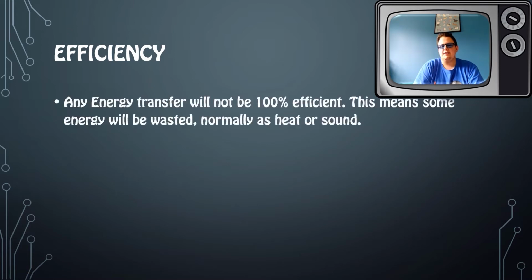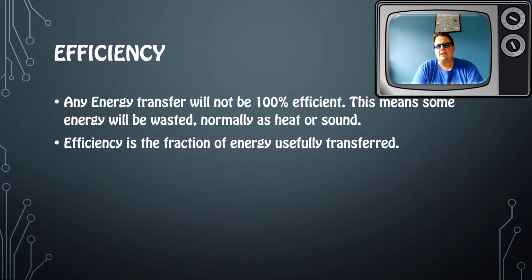Okay, so efficiency. Any energy transfer will not be 100% efficient. By this we mean that some of the energy will be wasted. Now the two normal ways energy is wasted are as heat and as sound, but it could possibly be light as well in certain situations. Generally, if you've got to guess, heat and sound, or heat or sound, will be the wasted energy. It's generally caused by friction between bearings and things like this, surfaces moving past each other. That's where we're going to lose our energy.